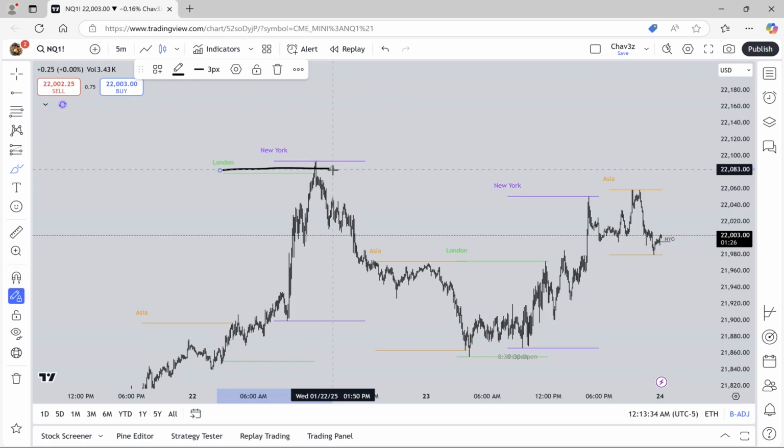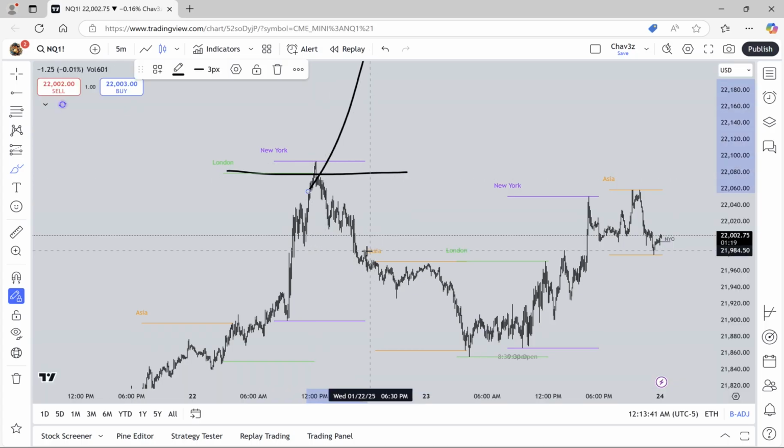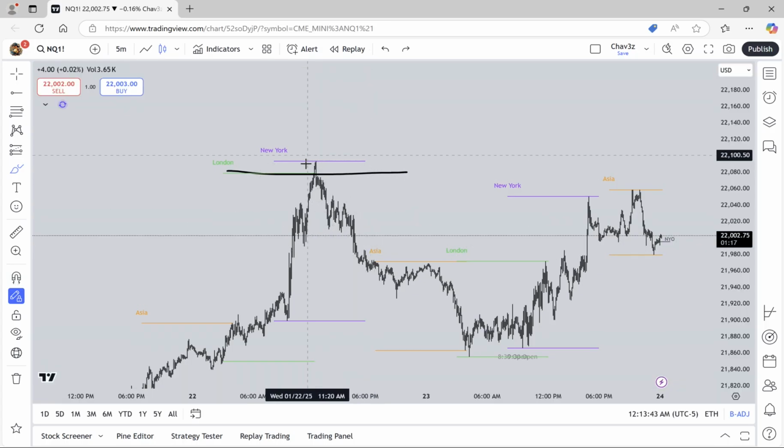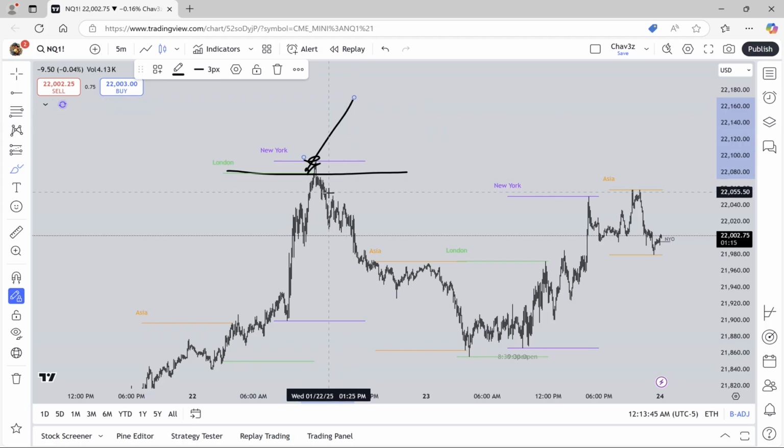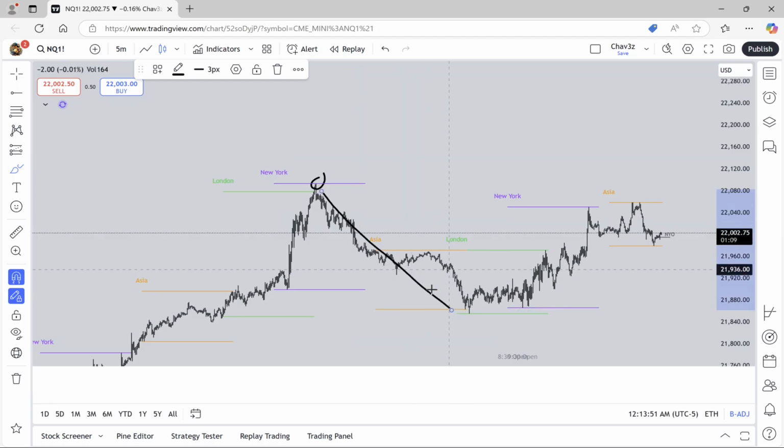So we have London here, and this is just a good example, right? So we're going to use this. We have London here, and we broke out of London. So everybody who thought we were going to break out of London and go higher, we got stopped out, right? Got stopped out, and then we went completely the opposite way, right?